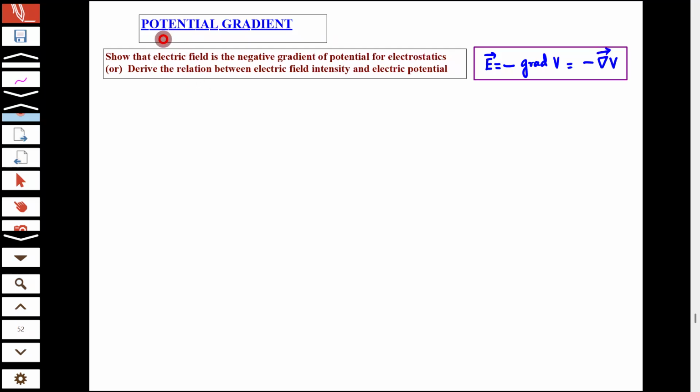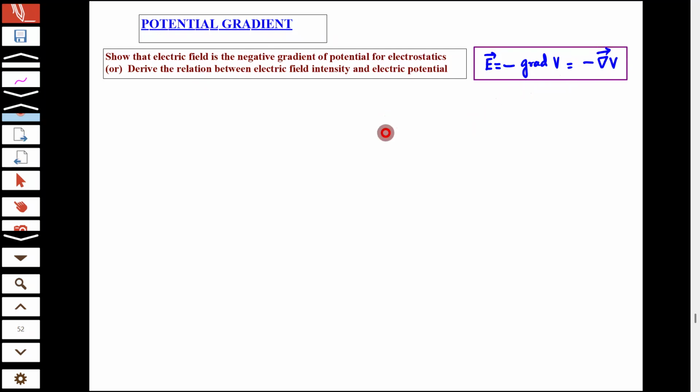Hello everyone. In this video, we are going to look at the concept of potential gradient. To look at the concept of potential gradient, we will arrive at this relation where electric field intensity is represented as negative potential gradient. We are going to arrive at this relation from the known expression for potential which we have discussed in the previous videos.